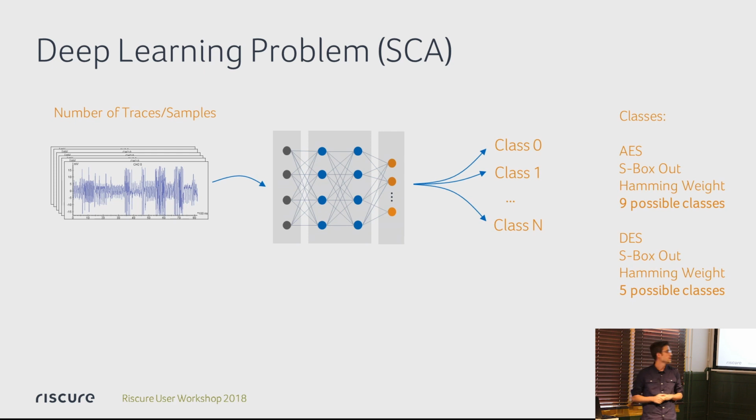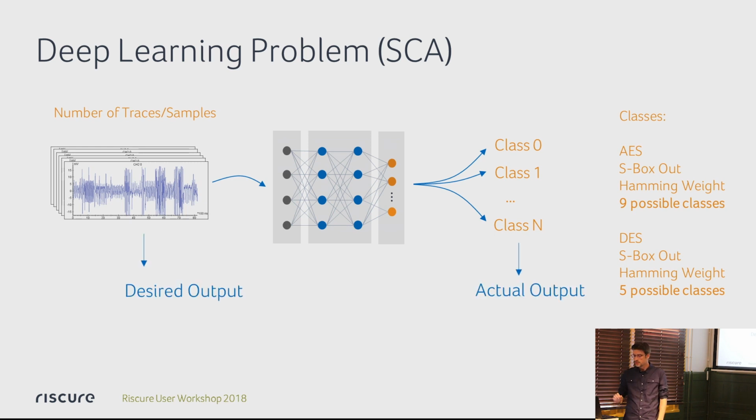And let's say I'm attacking AES or I'm attacking this. It depends on the leakage model I select, and it gives me a different number of classes in the traces. So my traces can be labeled with different classes, and the output of my network will represent these classes. For example, if I am attacking the S-box output of AES, using the Hamming weight model I would have 9 different classes. And for this, I would have 5 classes if I'm attacking the same model.